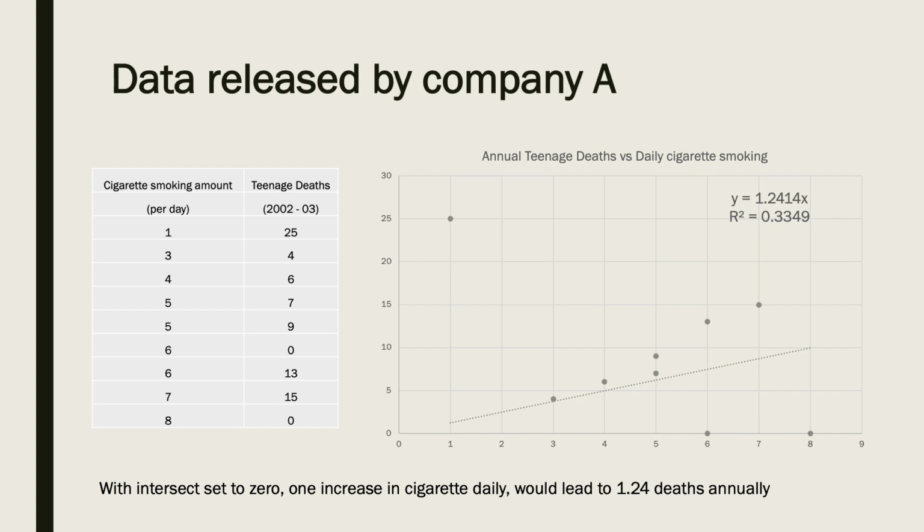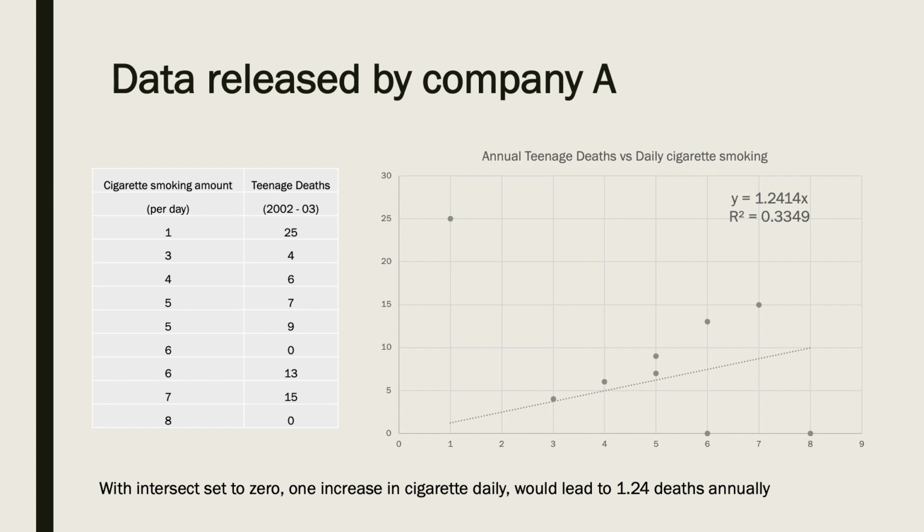And again, that is the slope of this data released by the company. The explanation of this data is to show that for every one increase in the cigarette daily that's consumed, you have about 1.24 deaths annually. And again, this is rough data that's just being provided to the students by myself.